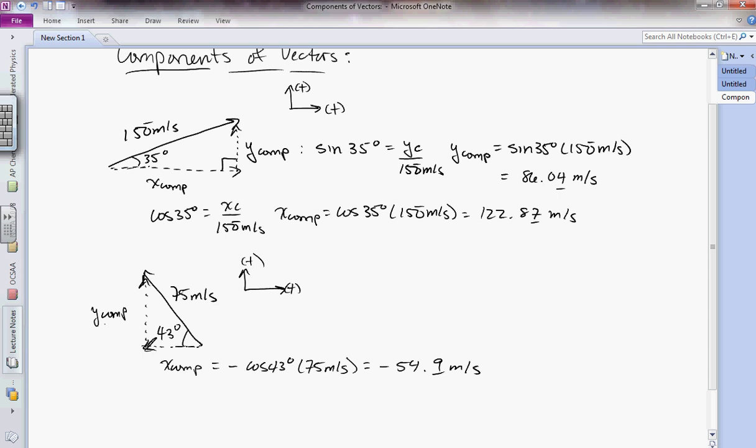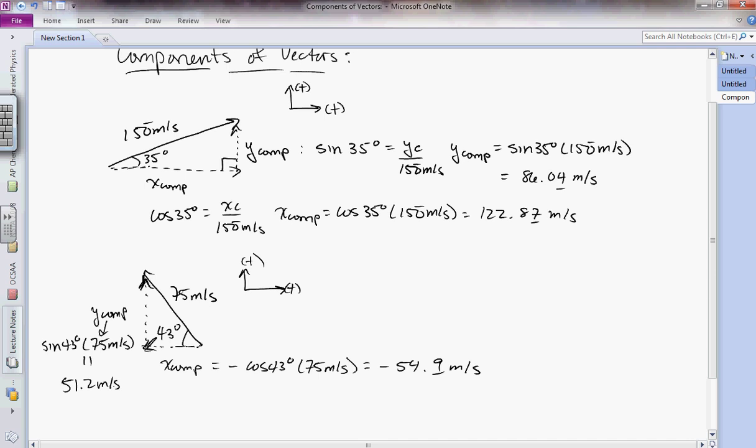For the y component, because it is the side opposite, will be sine of 43 degrees times our hypotenuse of 75 meters per second. And it is pointing up still, which is a positive direction, so this will be a positive number still. And this will be 51.2 meters per second.